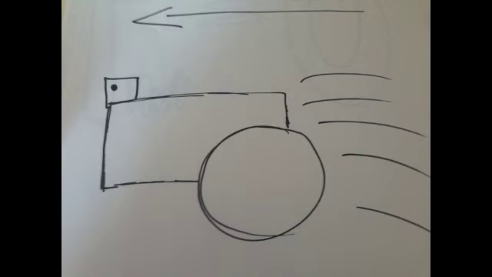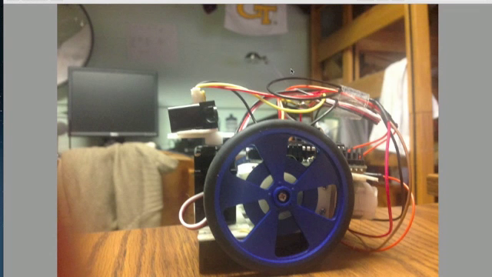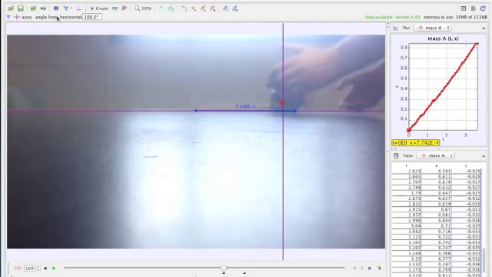Now let's try this idea out in the real world with my robot. This is my robot. It weighs 0.493 kilograms. Just to give you guys some perspective, here's the actual robot. I used Tracker to track my object across the screen.